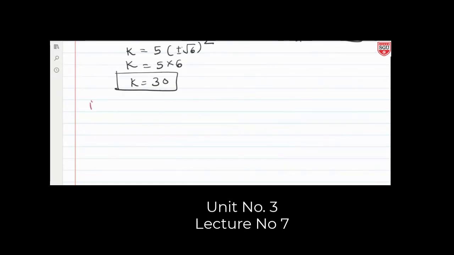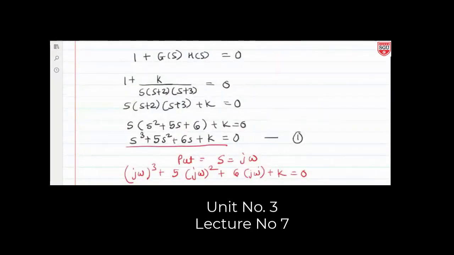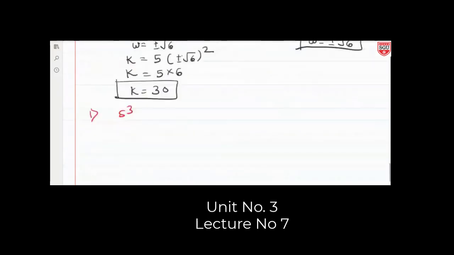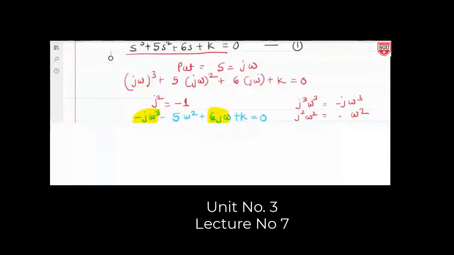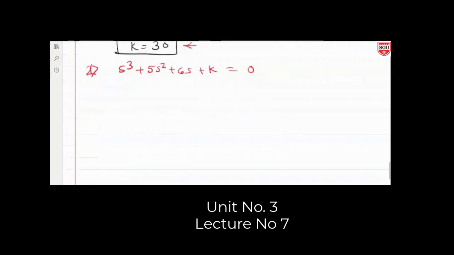I think you know the original equation already, that is s cube plus 5s square plus 6s plus k is equal to 0. This is the second method. In the first method we put s equal to j omega. In the second method we are applying the Routh's criteria.